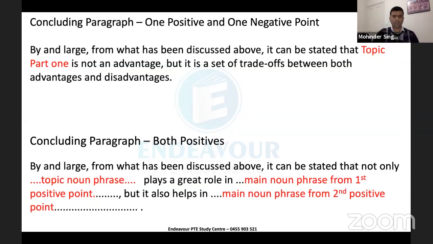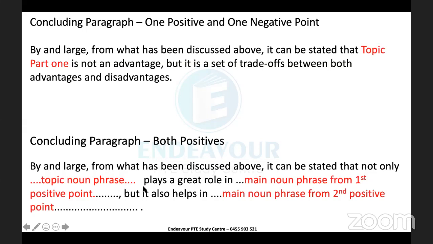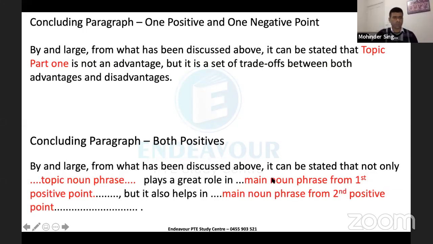Most people will fall short of time when you get to this stage. If you have a topic type in which you have discussed the positive side, you can say, "By and large, from what has been discussed above, it can be stated that topic part one plays a role in topic part two or noun phrase, whatever you want to write here, but it also helps in..." Here you are just concising those main points which you have discussed in paragraph one and paragraph two. So two concise points, basically. This concluding part is always restating your thesis statement. And then you're done.